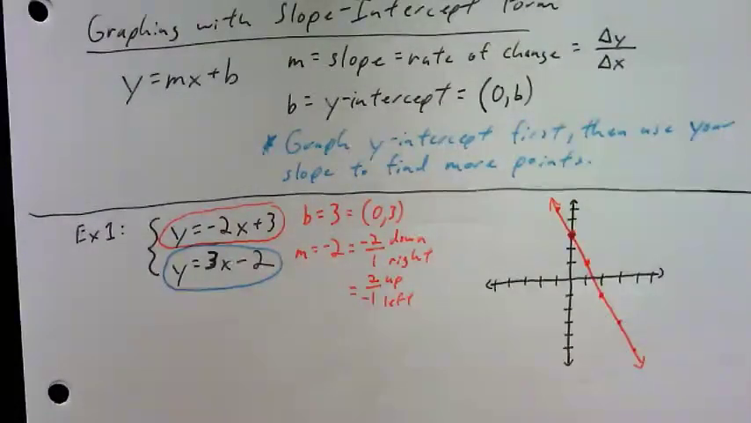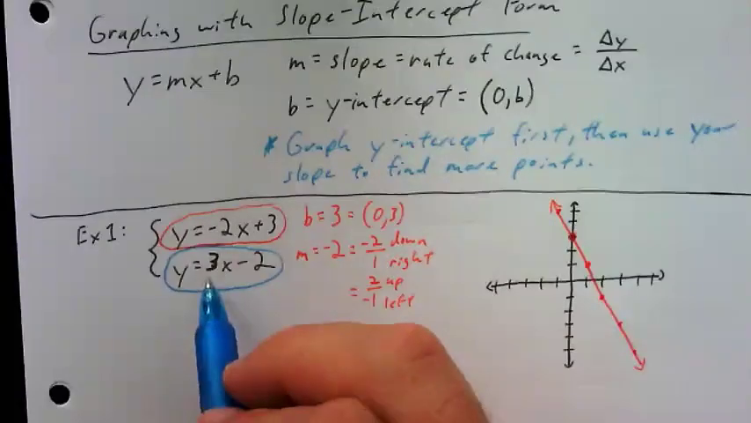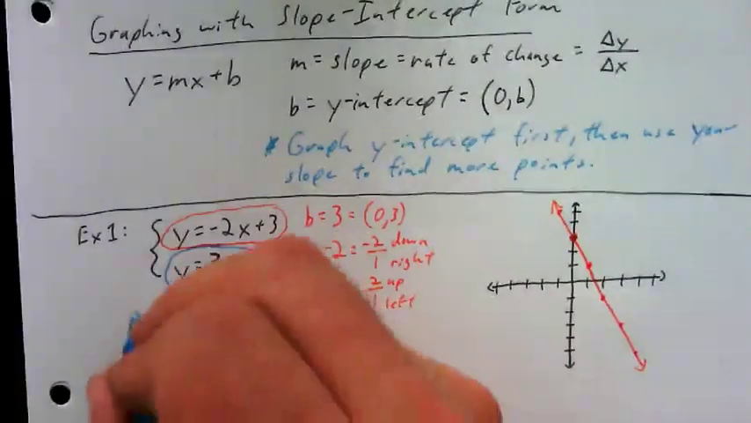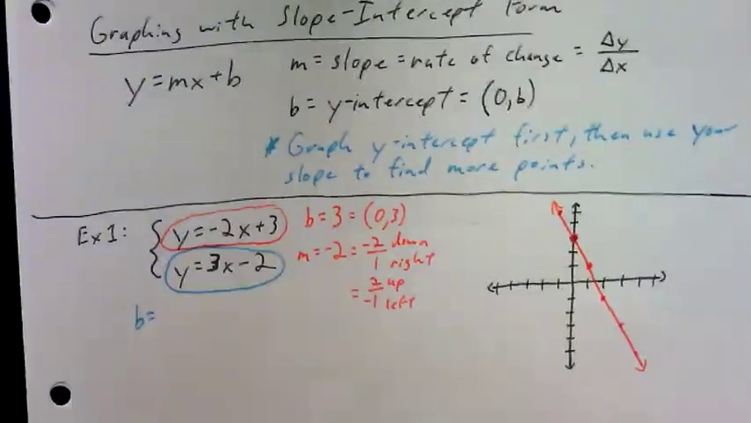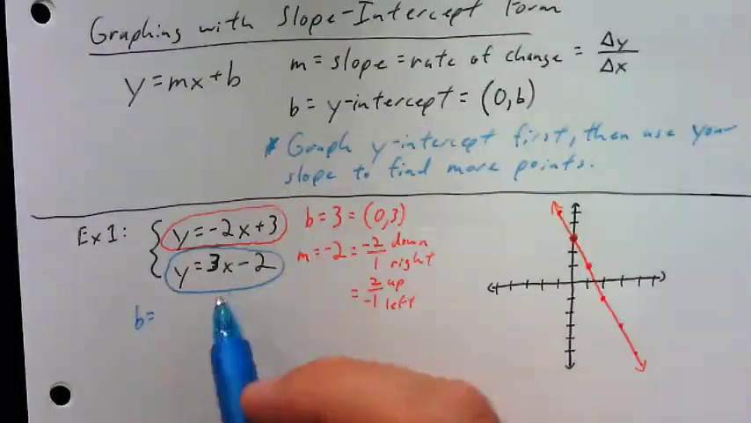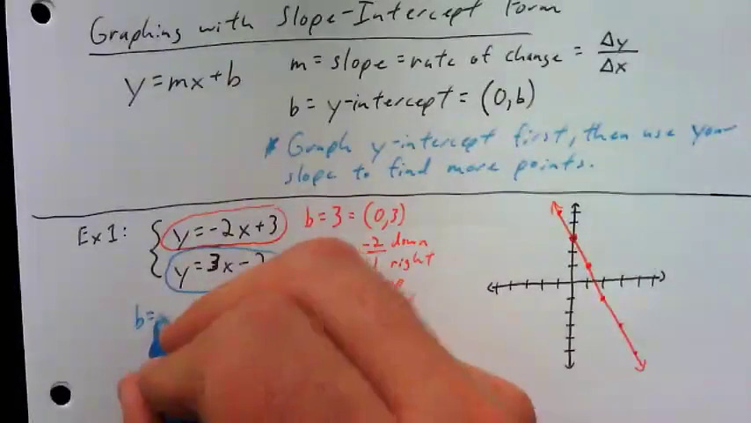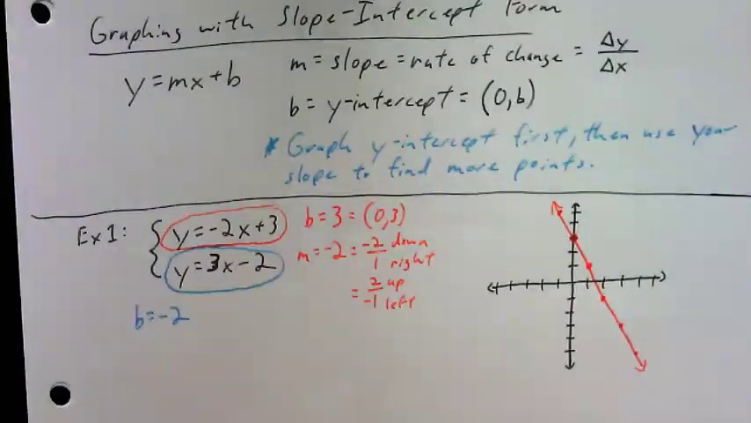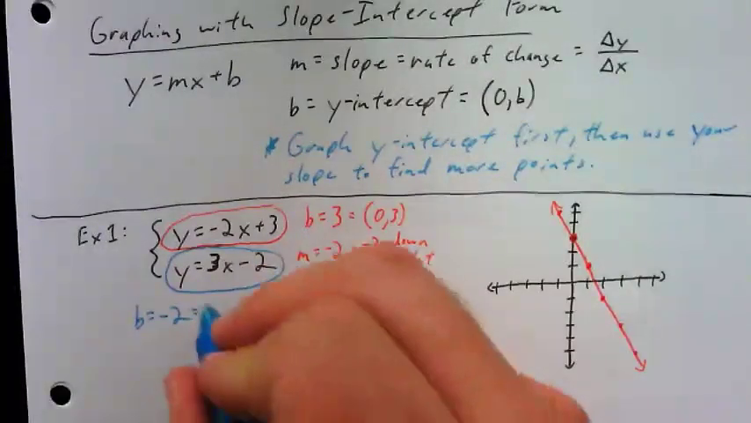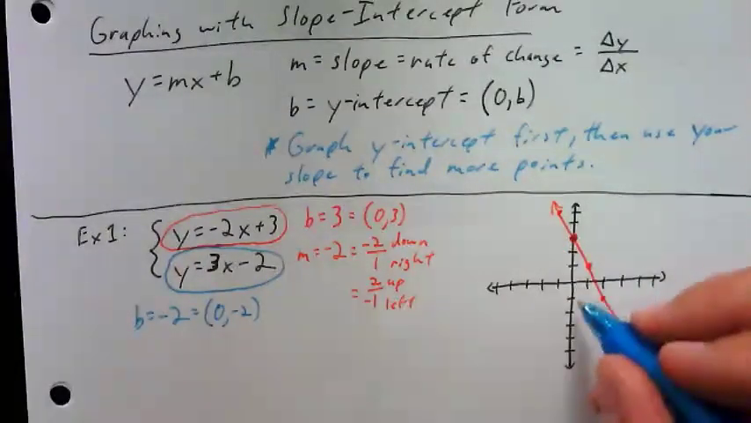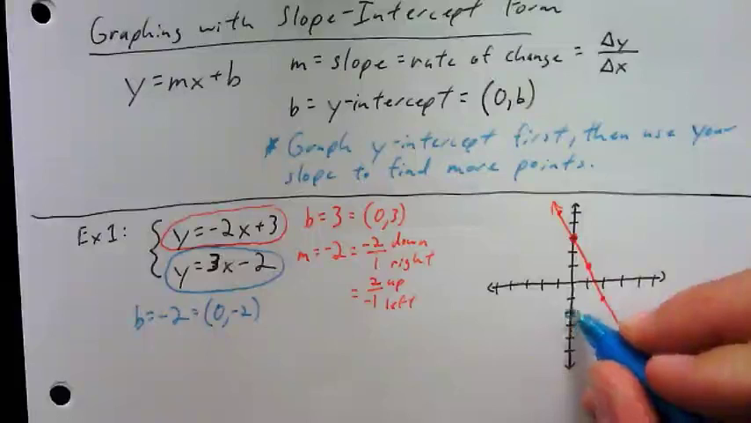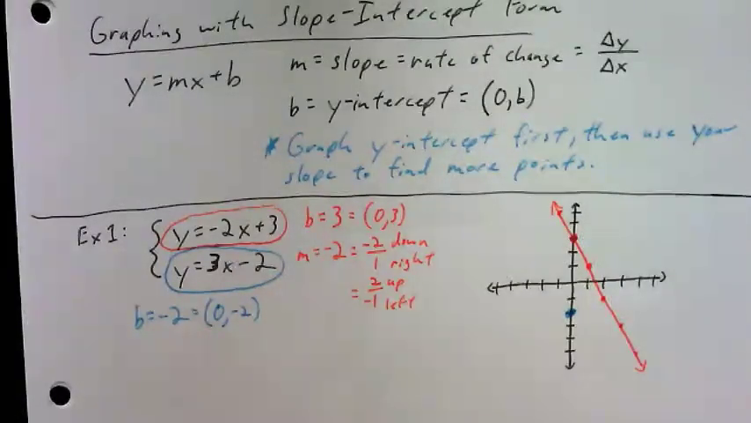But now we have a second line, because again, this is a system. So we have 2 lines that we're graphing. So the second one, we do the exact same thing for. Again, our starting value, B, is where? Where's B for this one? Negative 2. So again, if we were to graph this, this is at the point 0, negative 2. So coming over here, go down to negative 2, we draw our point.